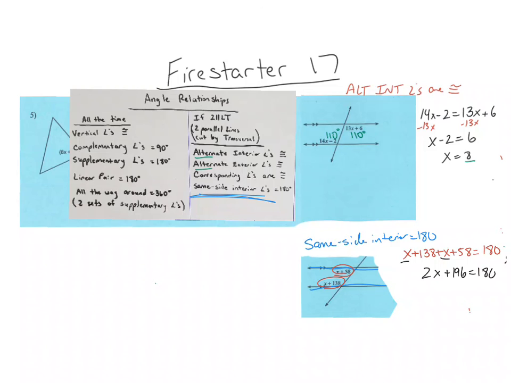Now, remember, we're just doing algebra, so I'm going to minus 196 from both sides. I end up with 2x equals negative 16. Divide both sides by 2. X equals negative 8.